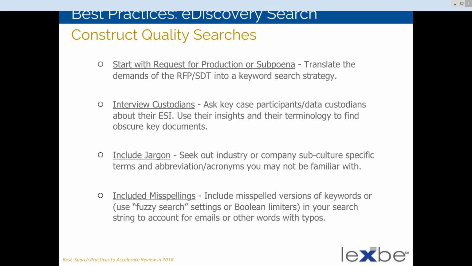To construct quality searches, you're going to want to start with your request for production, obviously, or your subpoena. You'll translate those into your search queries and your keywords and determine your strategy. You're going to want to interview your custodians. Talk to them. What do you think is in your email that would be helpful to this case? What kind of terminology do you use to refer to the documents that I'm going to be looking for?